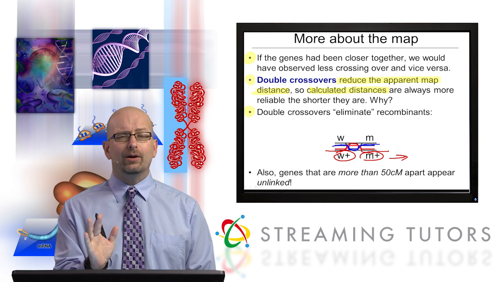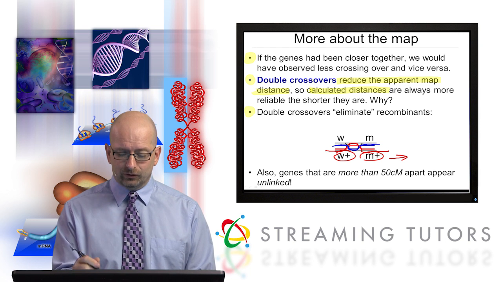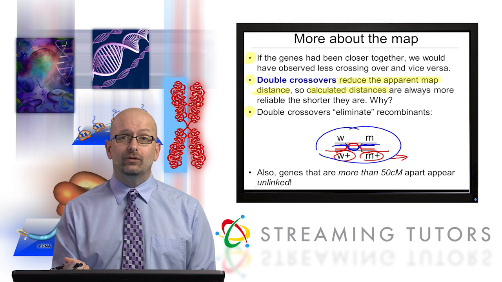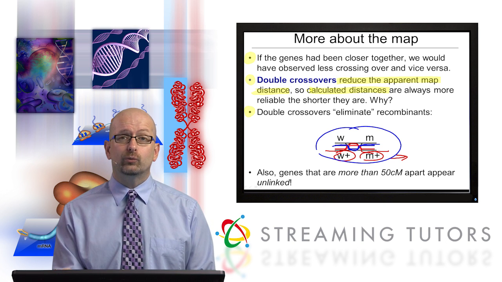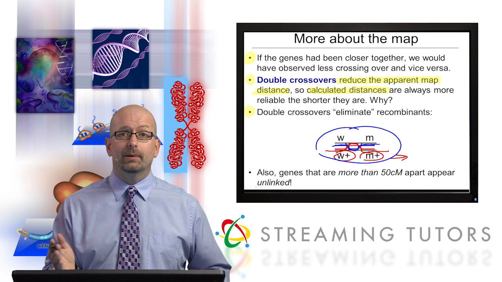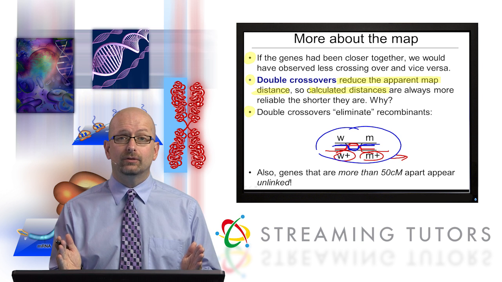But I'm sorry, I don't want to be redundant, but I think I can say it better, and just to make sure we're clear about this. In this situation that we just saw, two crossover events happened. And if you analyze the offspring coming from this, you wouldn't see any of them. So you wouldn't be able to take that into account, and you would end up estimating a shorter map distance than was actually the case.